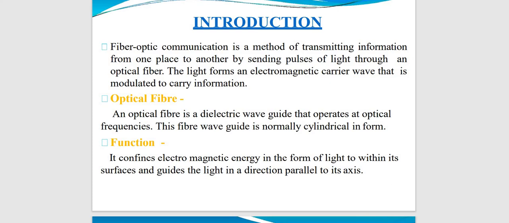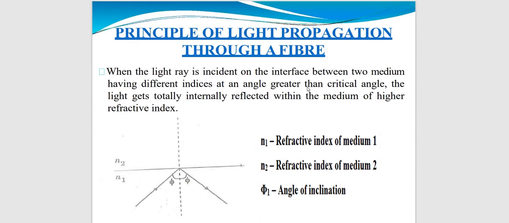Fiber optic communication is a method of transmitting information from one place to another by sending pulses of light through an optical fiber. The light forms an electromagnetic carrier wave that is modulated to carry information. An optical fiber is a dielectric waveguide that operates at optical frequencies. This fiber waveguide is normally cylindrical in form. It confines electromagnetic energy in the form of light within its surfaces and guides the light in a direction parallel to its axis.